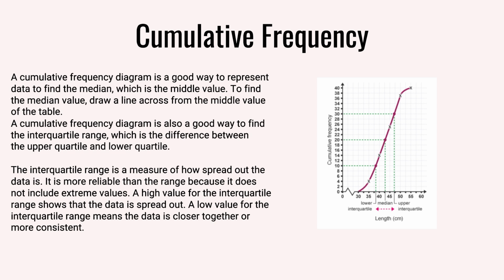The interquartile range, when you're doing your exam question, just write IQR, which saves you a lot of time, is a measure of how spread out the data is. It is more reliable than the range because it does not include extreme values. A high value for the interquartile range shows the data is spread out. A low value for the interquartile range means the data is closer together or more consistent.